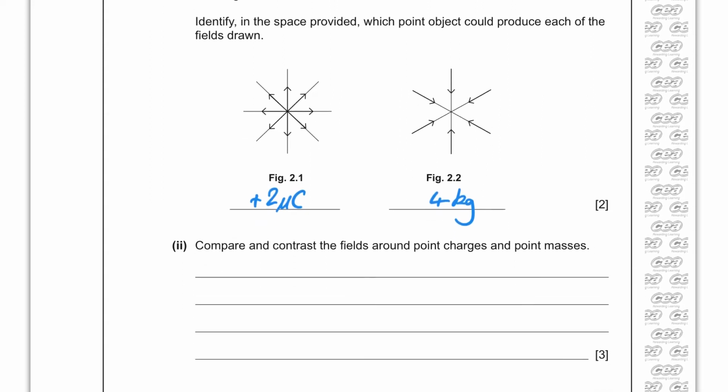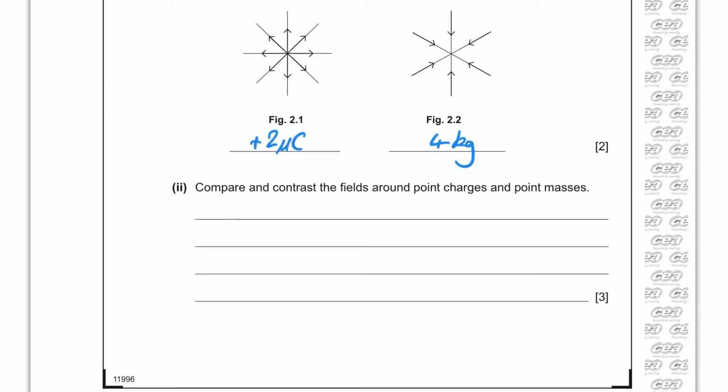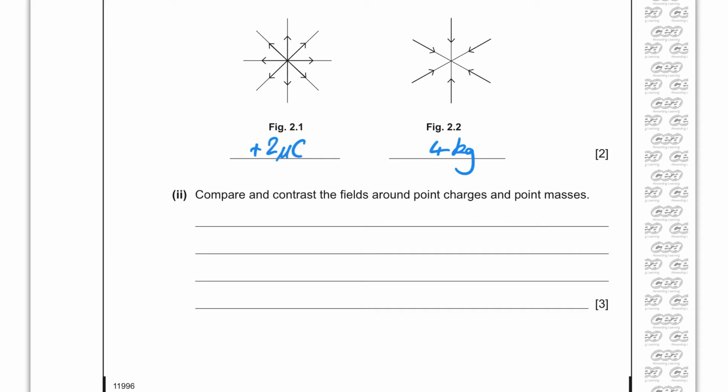Part 2 then, compare and contrast the fields around point charges and point masses. So they're specific that they want you to talk about point charges and point masses. So be careful when you're answering a question like this that you're answering what they've asked you. Firstly, as you can see, they are both radial fields. So when you look here and here, they radiate out in all directions. And they both follow the inverse square law.